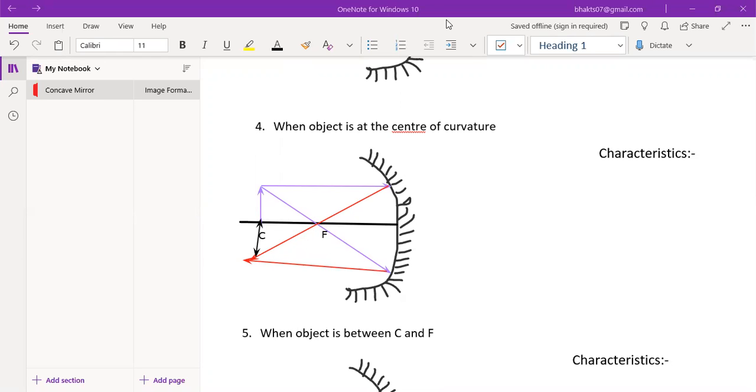So now from this we can conclude that when object is at the center of curvature, the image is also formed at the center of curvature, as you can see. Let us write the characteristics of the image so formed. It is real, inverted, and also from the image you can see that it is of the same size as the object.